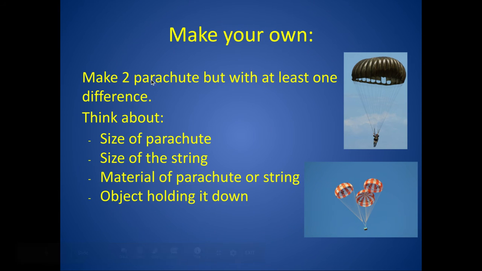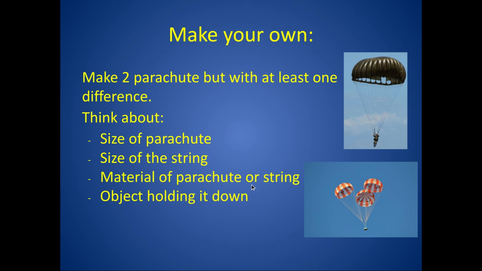So like I said, make 2 parachutes, with at least one difference. One of the parachutes could be smaller than the other, so you can change the size of the parachute, or you can change the length of the string. One parachute has a shorter string, and one has a longer string. Or you can actually change the type of string as well. You can use a thick string or a really tiny thread.